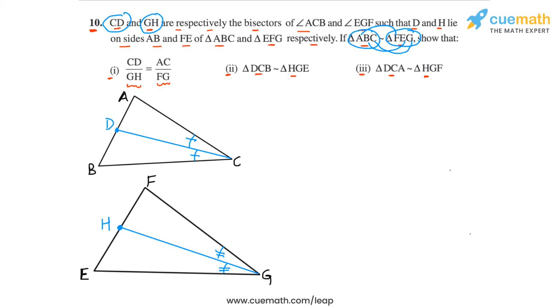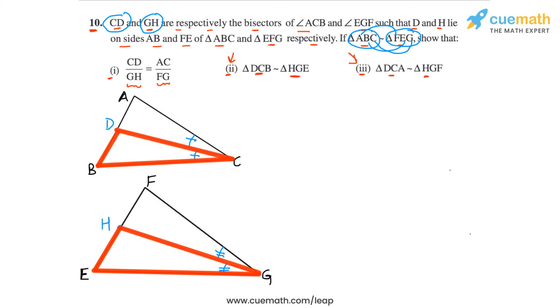So here's what we will do. We will first prove parts 2 and 3, because then part 1 will follow automatically from these results. Okay, so let's proceed this way. Let's start with proving that triangle DCB and triangle HGE are similar. So let me highlight these two triangles, DCB and HGE. Okay, so these are the two triangles I am going to compare.